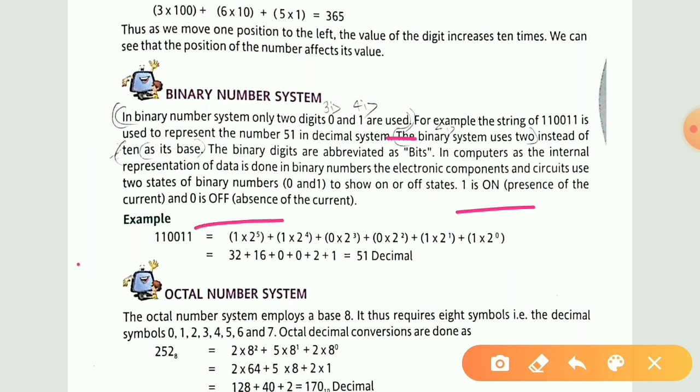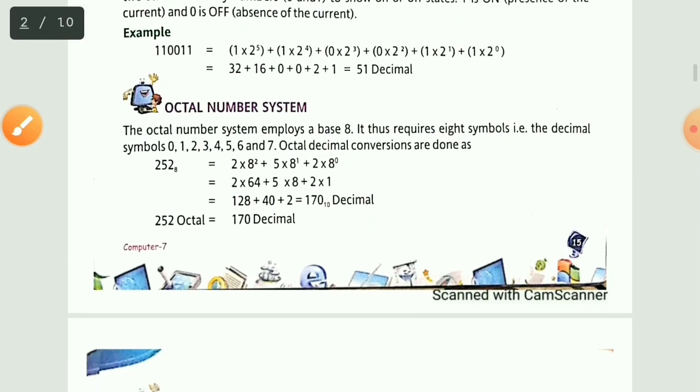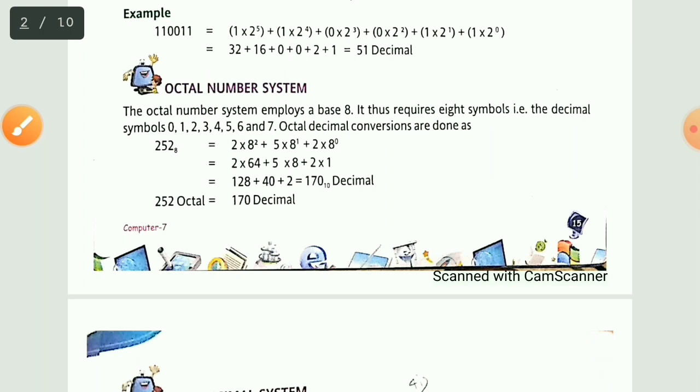Now again see an example here, 110011. This is something we are going to see afterwards: how you are going to convert your binary number system into your decimal number system. For now just leave this example, we are going to study this conversion afterwards. For now, understand this binary number system. Moving forward to your octal number system, students.